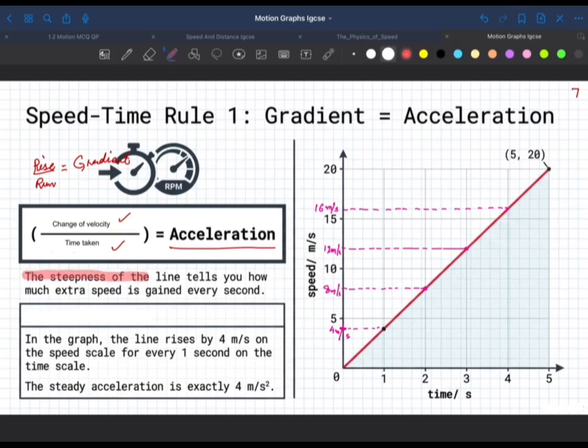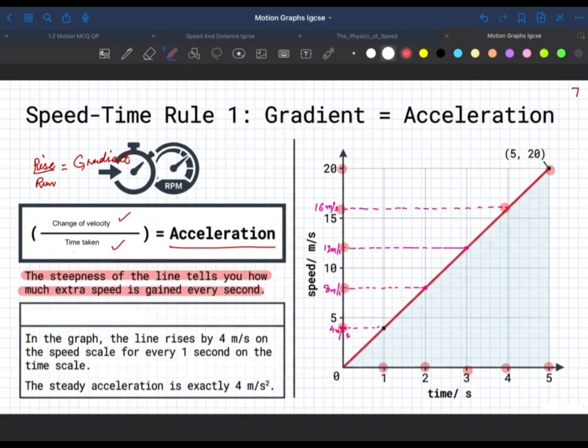The steepness of the line tells you how much extra speed is gained every second. In every second, what is happening in this case? In one you have suppose 4, in two you have 8, in 3 second you have 12 meters, in 4 you have 16 meters. So what will happen? 15 to 20, you will have here the gradient. You can calculate the situation that the gradient is giving you the acceleration. Gradient of speed time graph is giving you the acceleration.